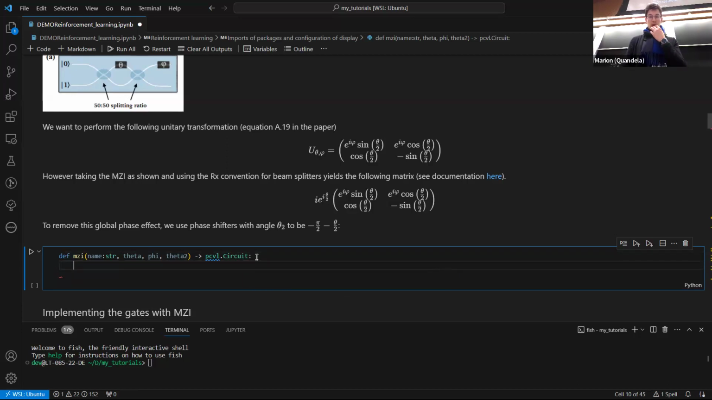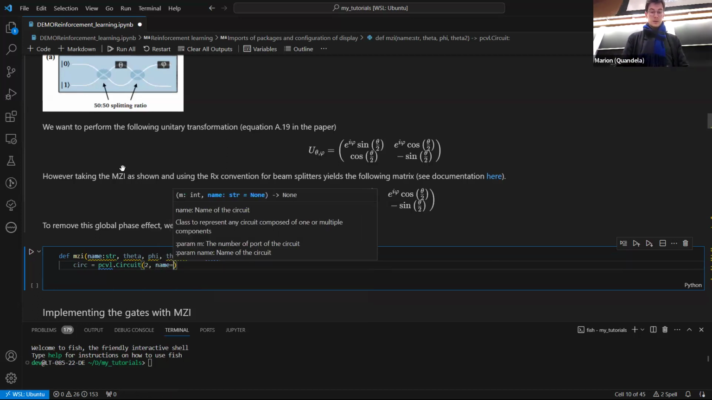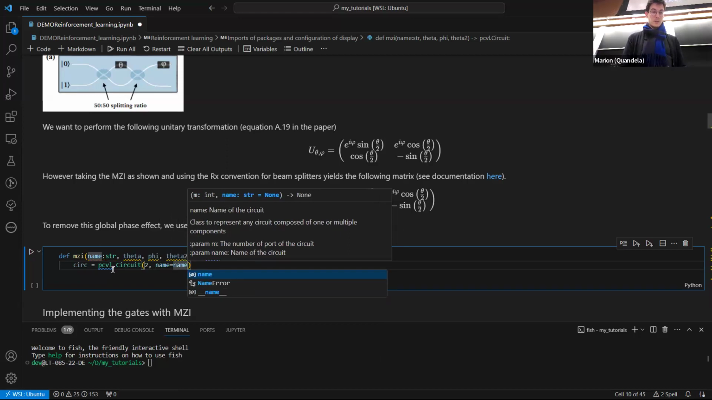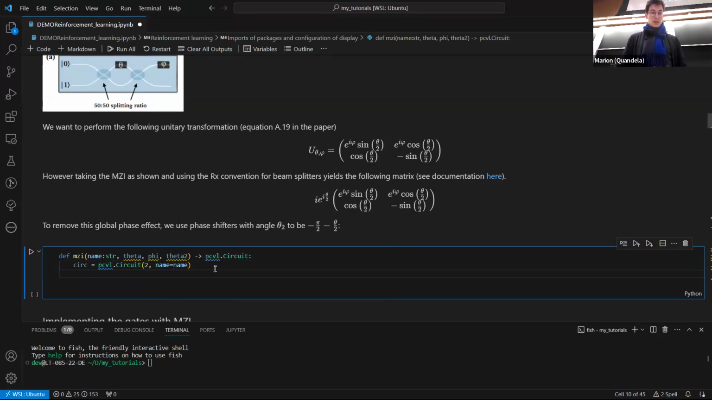Okay, so what we are going to do is construct a circuit. So we are going to re-implement this. So this is a Perceval circuit. The Perceval circuit has 2 modes, so we are going to specify the width of the circuit here, 2. And then we are going to give the name of the circuit, which is our first parameter here. Then we are going to add components. You could add components with double backslash, but here we are just going to use the add method.